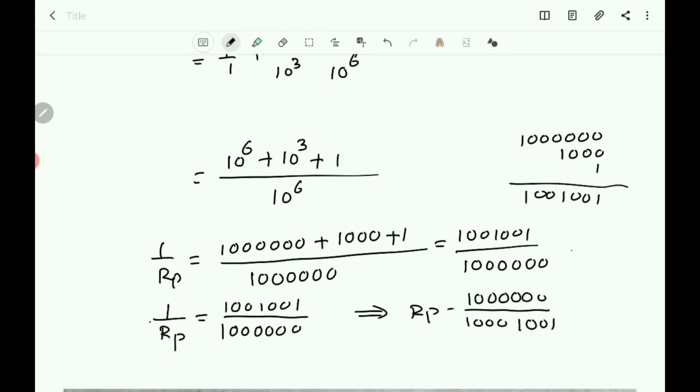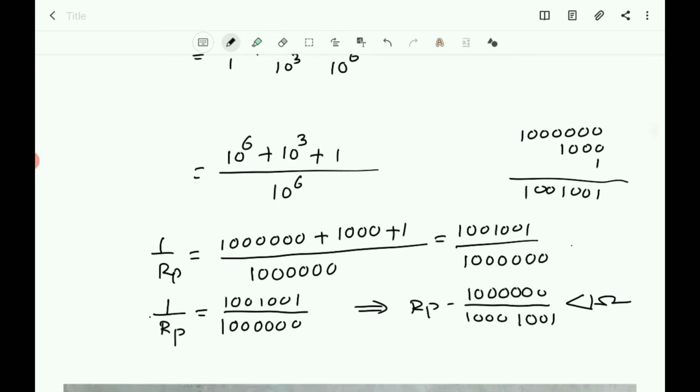You know that here the numerator is less than the denominator, so it must be less than 1 ohm. So in both cases you got the equivalent resistance less than 1 ohm. In this way you can find the equivalent resistance.